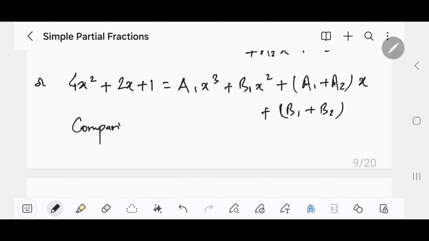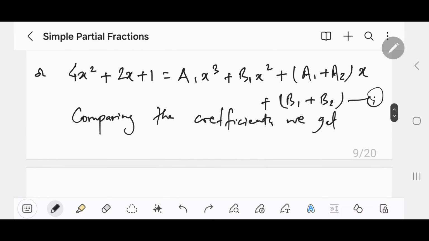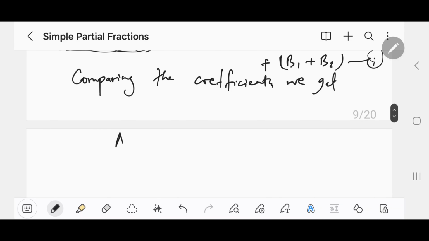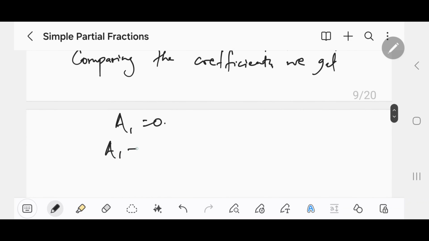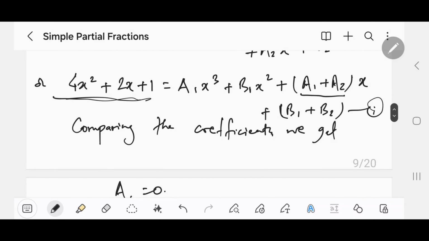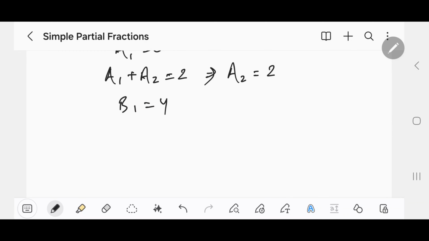Comparing the coefficients, we get, let this be equation first. There is no x cube term on the left side, so a1 is 0. And then a1 plus a2 is 2. That implies a1 is 0, a2 equals 2. Similarly, b1 x square, 4x square. So b1 is 4.